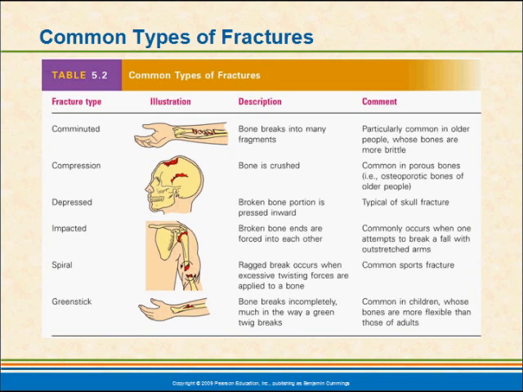And there are characteristics to each and situations where these would occur. This table is in your textbook. The first fracture is comminuted, and this is where the bone breaks into a lot of fragments. It doesn't just break in one spot. It pretty much shatters. This is common in older people whose bones are very brittle.